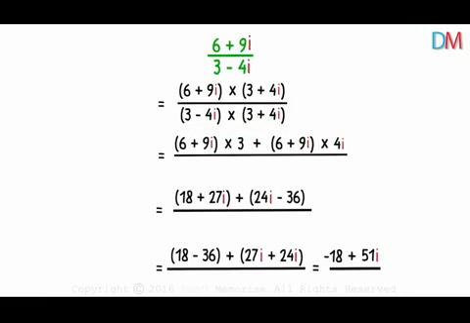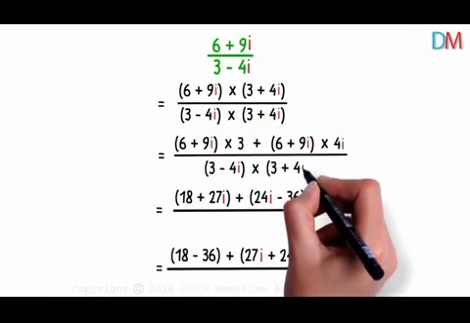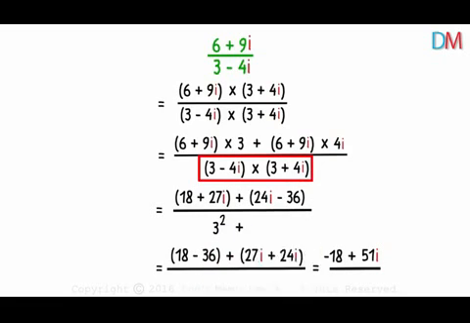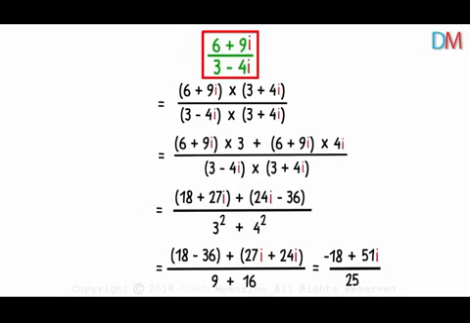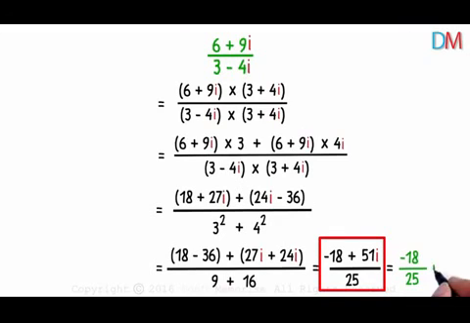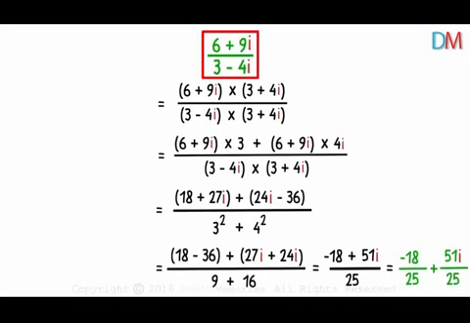Now let's move on to the denominator. The denominator is 3 minus 4i multiplied by 3 plus 4i, which is nothing but 3 squared plus 4 squared. 9 plus 16 equals 25. Hence, dividing 6 plus 9i by 3 minus 4i gives us negative 18 plus 51i divided by 25. That can be simplified to negative 18 by 25 plus 51i by 25. Let's review what we did very quickly. When we divide a complex number by another complex number, we multiply the numerator and the denominator with the complex conjugate of the denominator. That will help us eliminate i in the denominator.